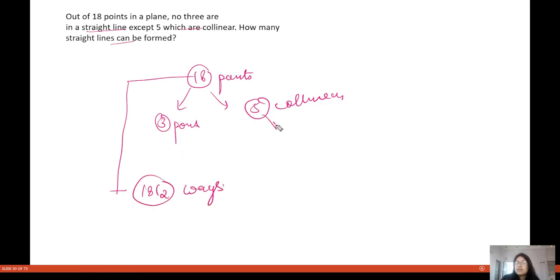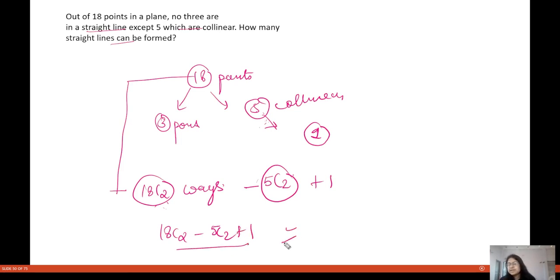When I have to make lines out of 5 collinear points, I can do this in only one way, but I will have to subtract the combinations of the 5 points that I have considered here. So I will subtract this 5C2 and just add plus 1 here. This becomes 18C2 minus 5C2 plus 1 ways. I hope everybody is clear with this. Now let us move forward.